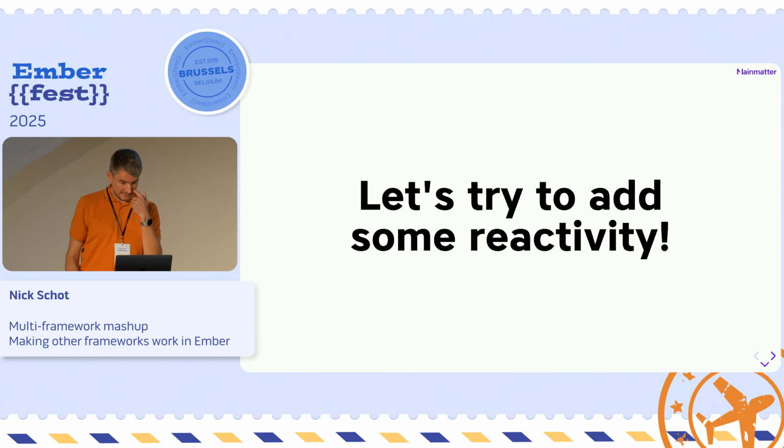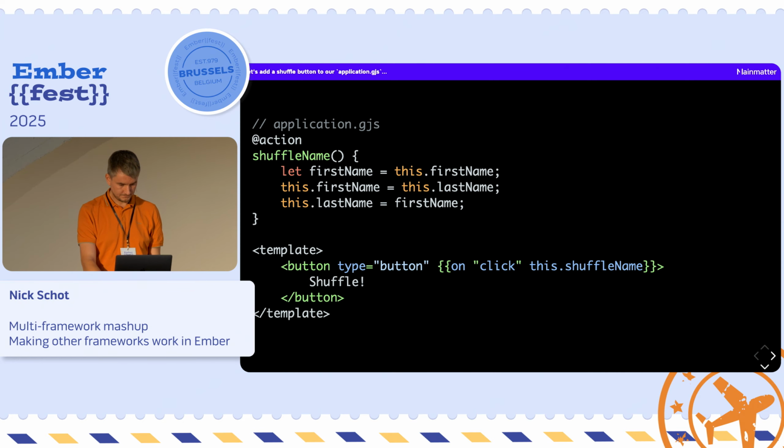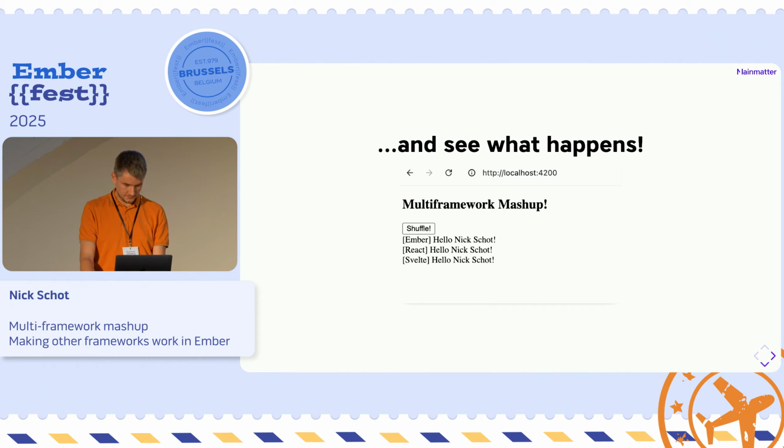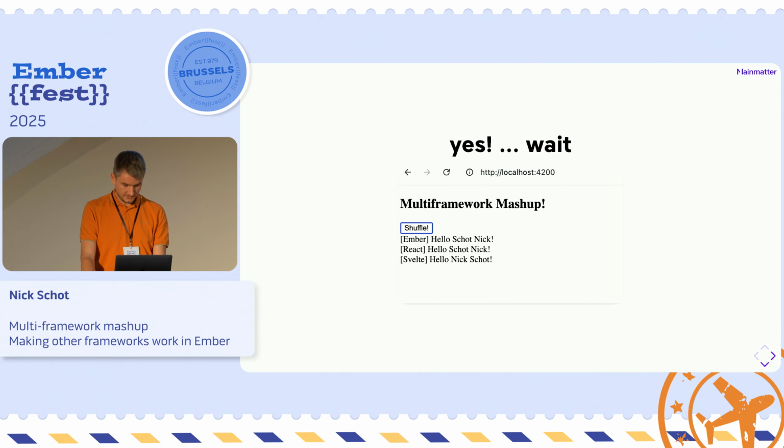So now let's try to add some reactivity. On the Ember side, we know the modifier we used for the bridge components will rerun when we update the tracked value. So let's see what React and Svelte do. So we add a quick function to our application.js routable component where the tracked state is to flip the first name and last name, simple button that triggers the action. Let's see what happens. Yes, it works.